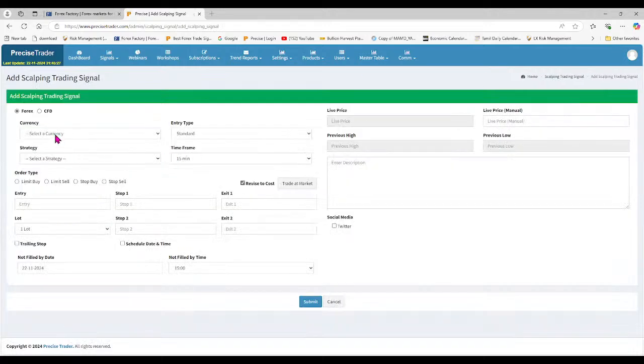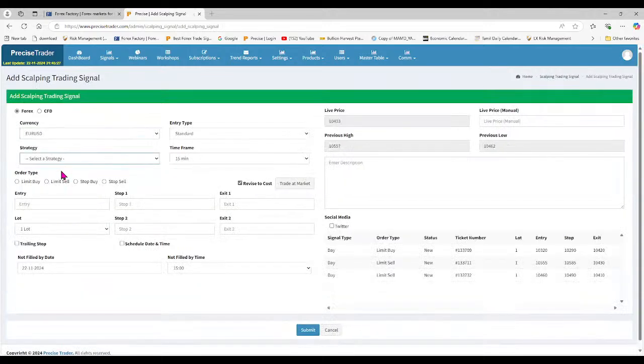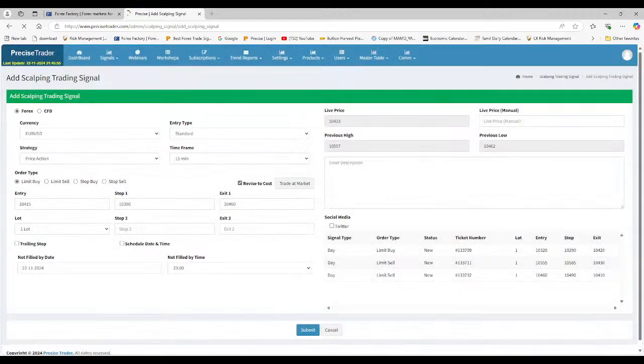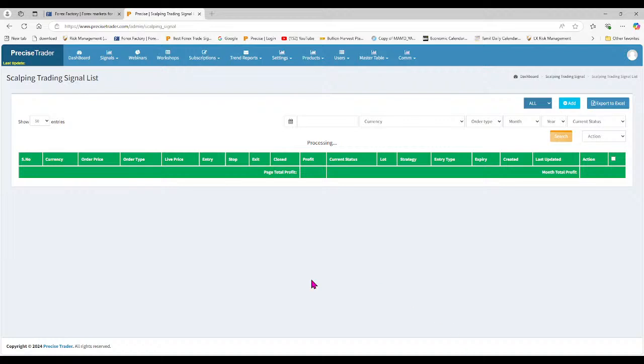Because this is within the range, for the euro we want to go for a buy at 104, maybe 15, because I want to go into the trade. So put a stop at 390 and a target at 460. The expiry is until 23, which means I'm giving another 1 hour 15 minutes for this trade to get filled.